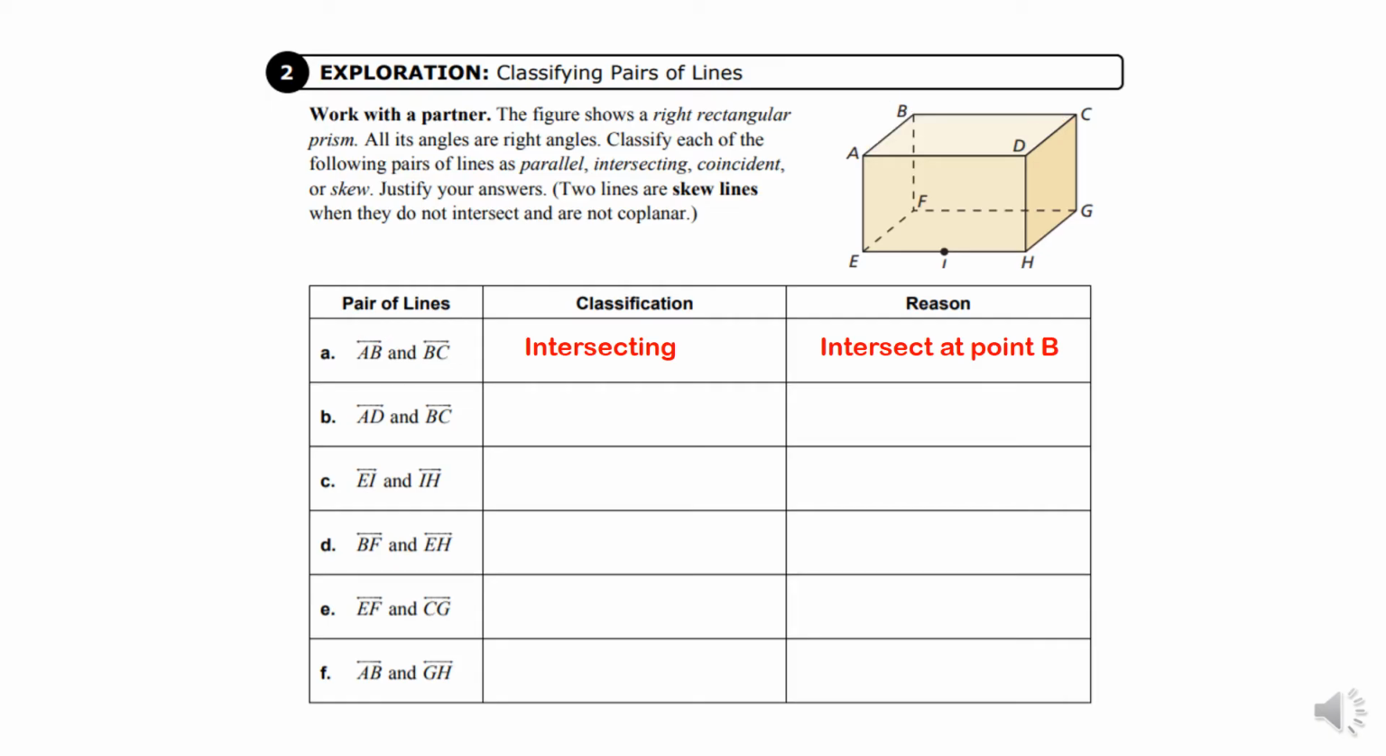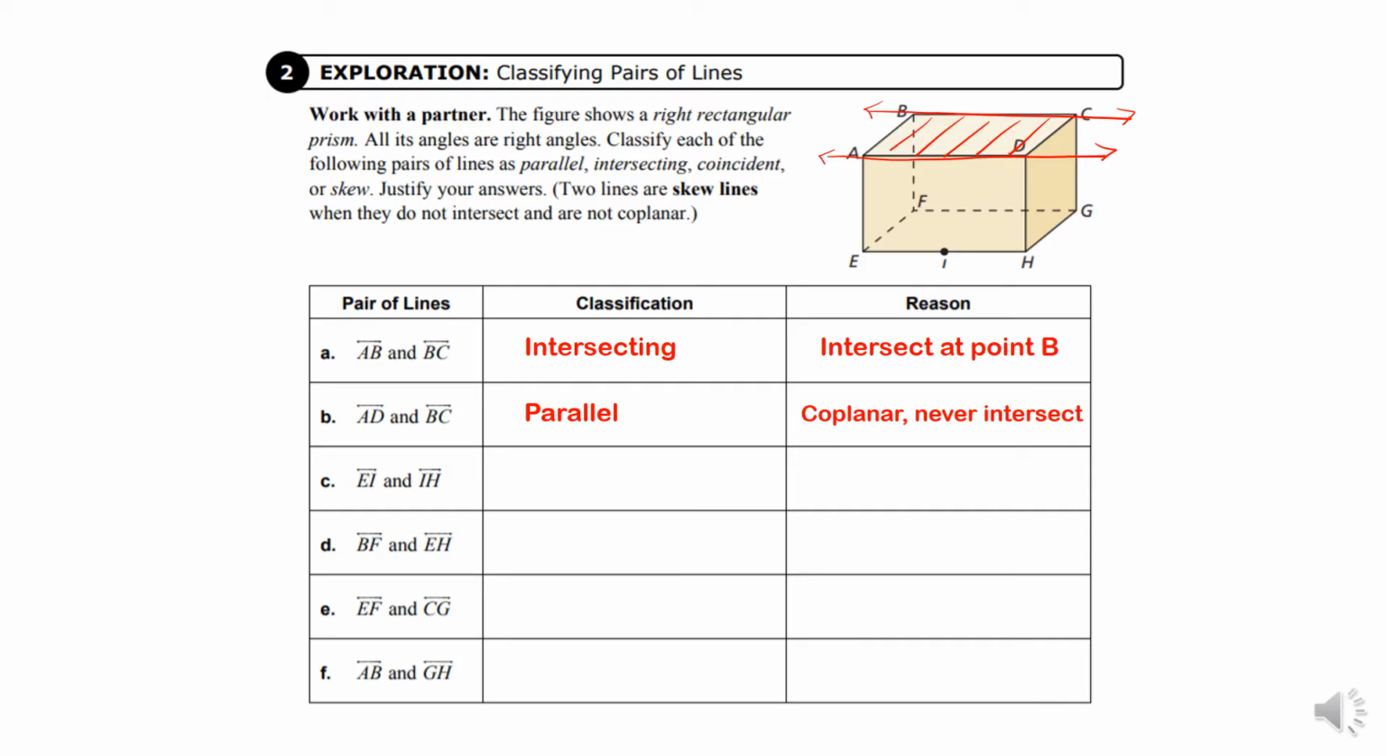The next one we're going to look at is AD, that's this one, and BC, that's this one. We can see that they're on the same plane, but they are parallel. So they are coplanar and they never intersect, but they are parallel. It'd be like the two corners of your ceiling that are across from each other, opposite corners, opposite sides.